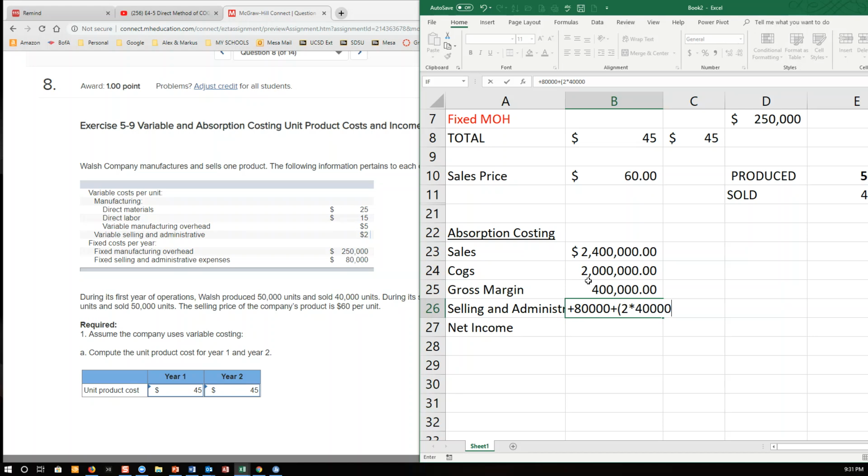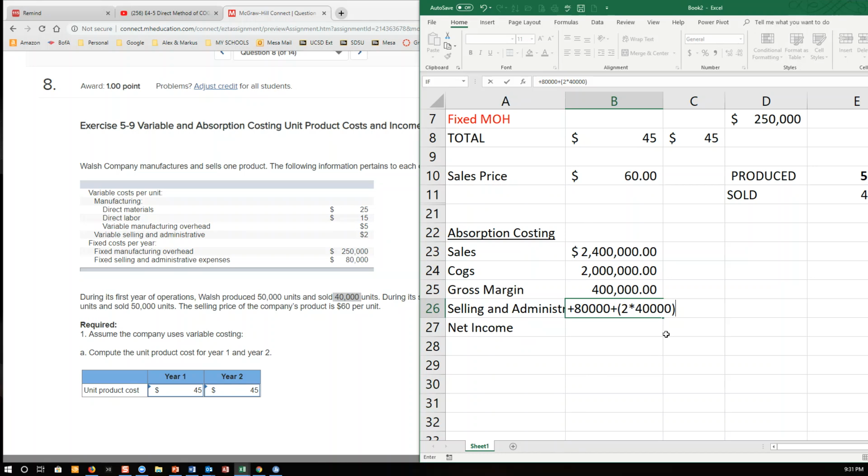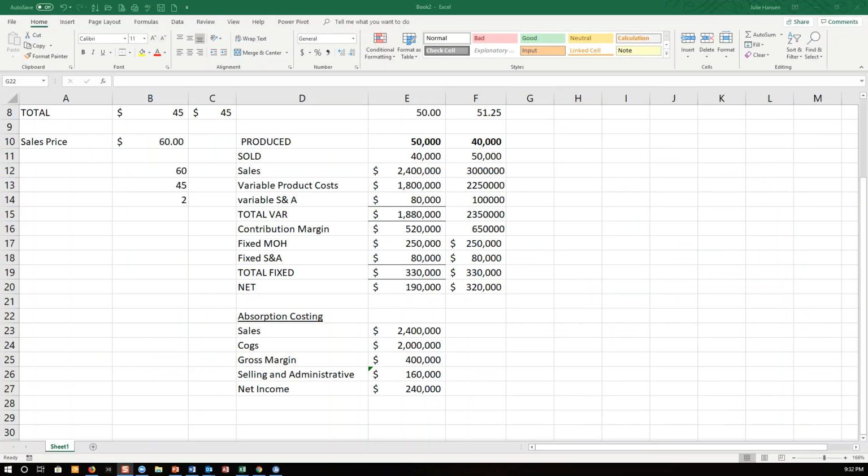So I'm going to take 80,000, and I'm also going to add in the variable portion, which was $2 times the 40,000. Where did I get $2? It told me the $2 up here. Where did I get the 40? It said I sold 40 in the first year. There's my formula for 160. My net income is 240. Okay, now I have unhid the variable costing income statement, where you can see that the net income under that was 190,000, and you can see that the net income under absorption was 240,000.